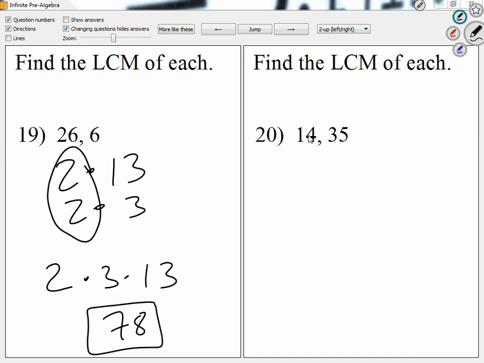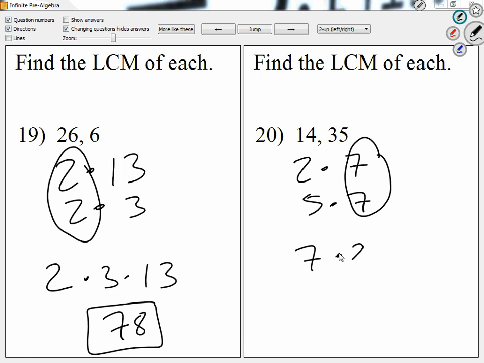Looking at question number 20, prime factorization of 14 is 2 times 7. Prime factorization of 35 is 5 times 7. So my greatest common factor is 7, but I'll go greatest common factor multiplied by everything else. So how much is 7 times 2 times 5? 70.